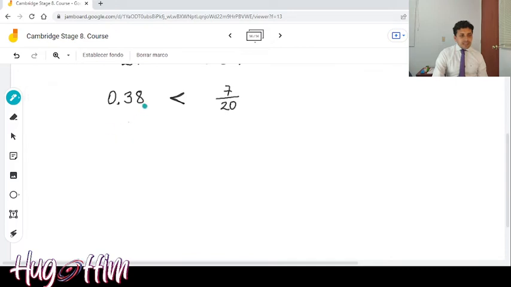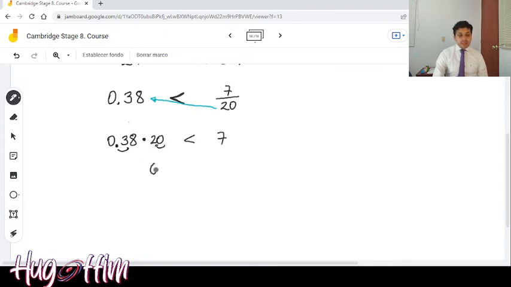So look at that, in this case 0.38 could be over 1, or you can write it as 38/100. And I'm going to apply cross multiplication. I'm going to multiply 20 times 0.38. So 0.38 times 20 less than 7. If I multiply by 2 times 10, remember that when you multiply by 10, you just move the decimal place 1. So it will be 3.8 times 2.